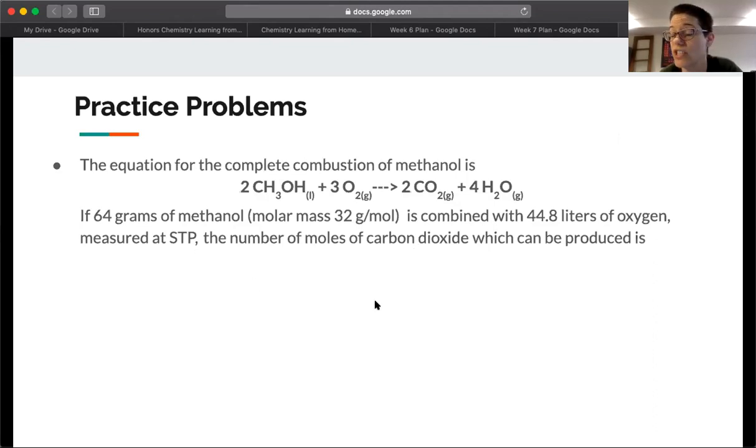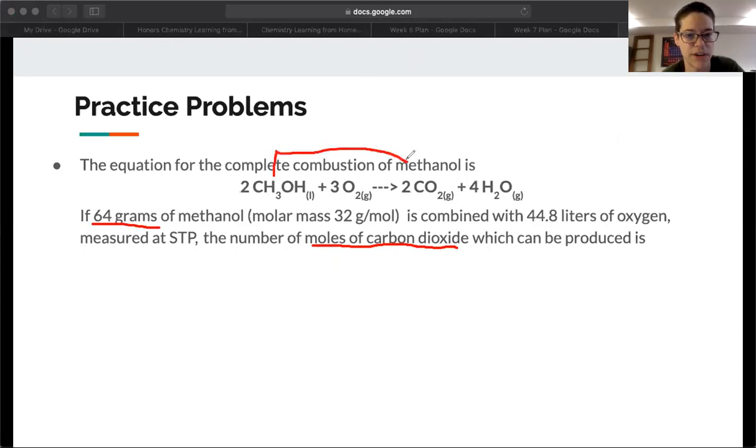So this was actually designed to be a multiple choice question because the numbers that they gave you are very, very easy. The question is asking for moles of carbon dioxide. So I have 64 grams of methanol, so I need to do one problem figuring out that. And then the other one is the 44.8 liters of oxygen, so I need to do another problem doing that.